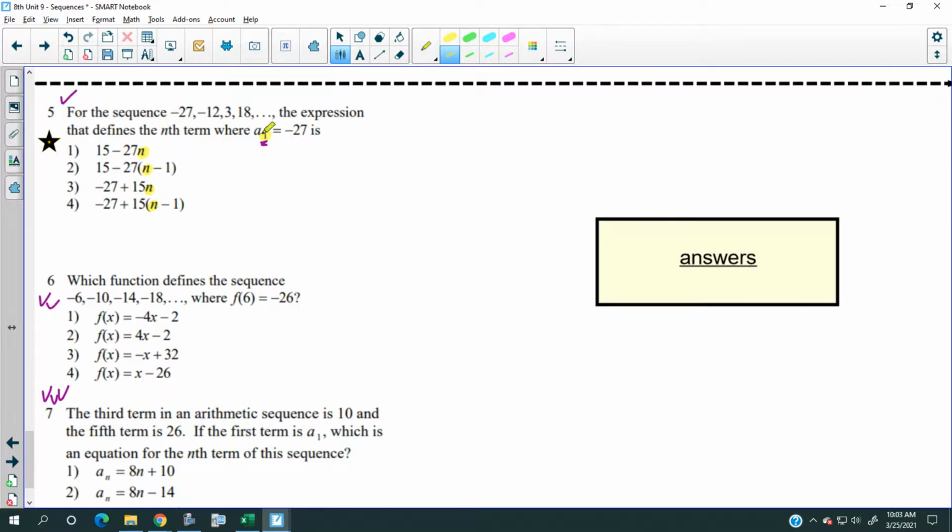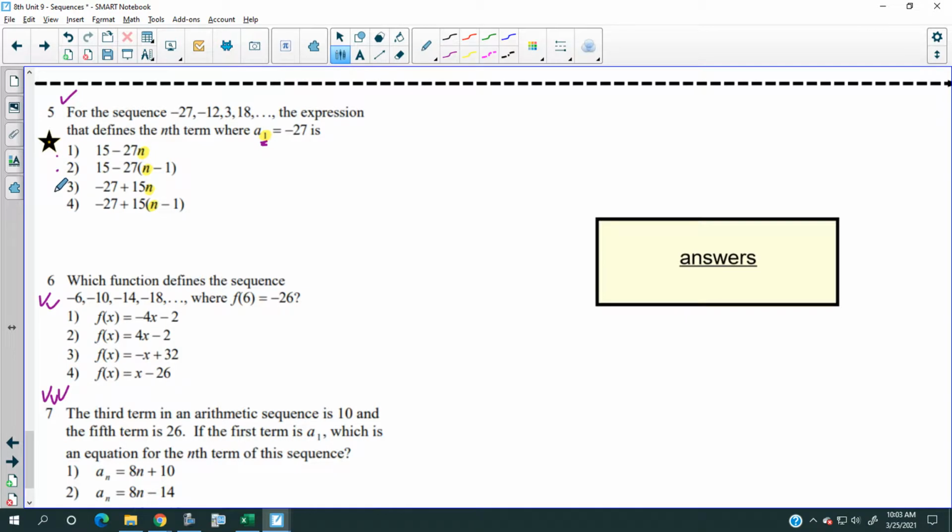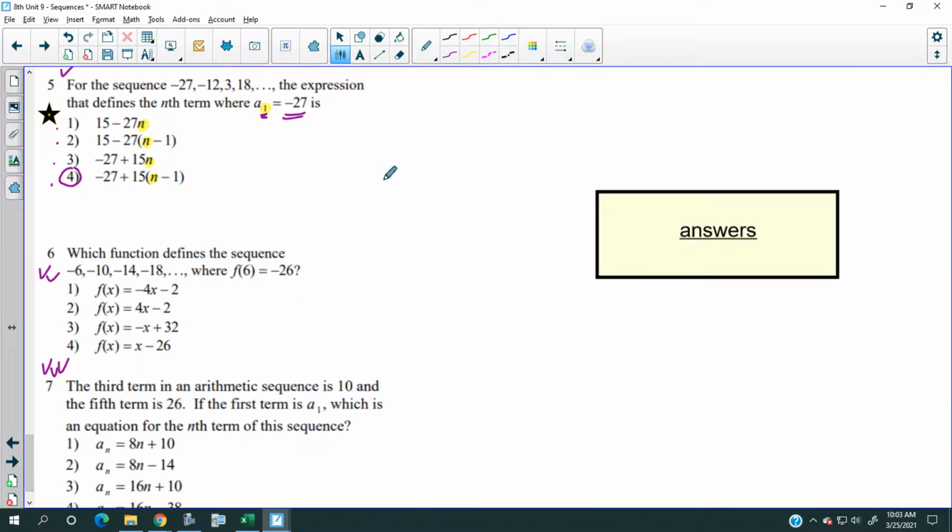Whichever of these 4 gives you back negative 27 as an answer, then you know you're good. And that happens to be choice 4. Okay, that's it. Now, why don't you guys try 6 and 7 right now, and I'll show you the answer key, okay? So try 6 and 7 right now.